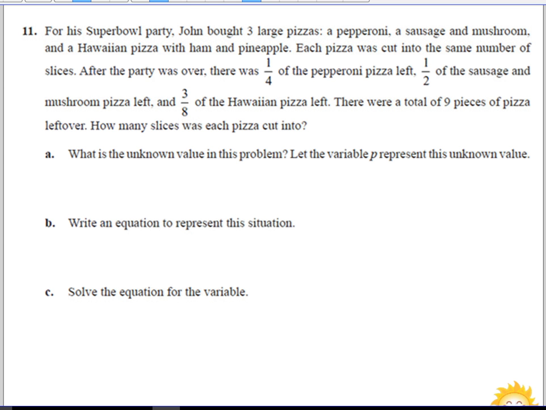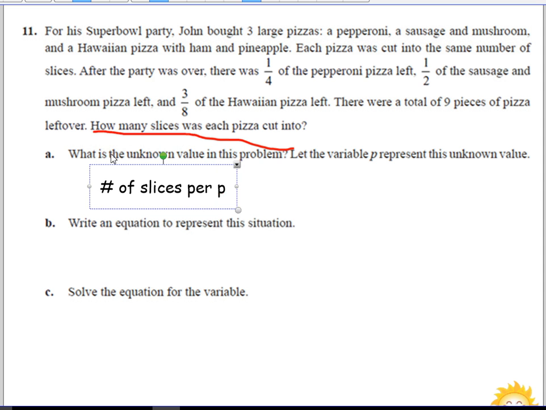That sounds like a very confusing problem, I know, but let's look through this problem step by step. The unknown, again, let's look to the question: how many slices was each pizza cut into? And so the number of slices per pizza. And it says let P represent this. And again, I would probably use S because S is slices, but they're using P for pizza, but that doesn't matter. That's just me being nitpicky.